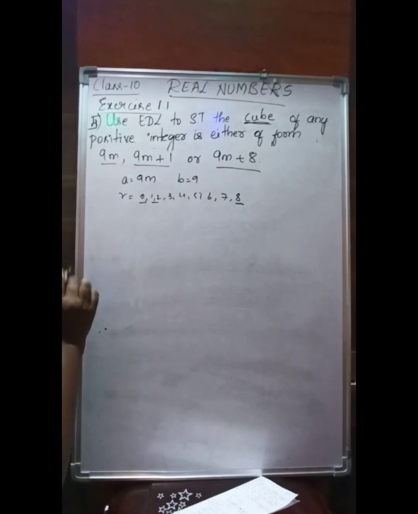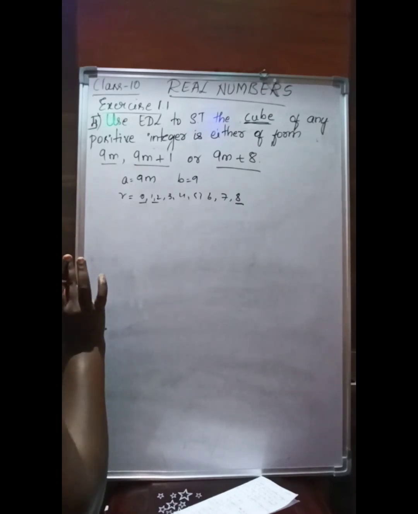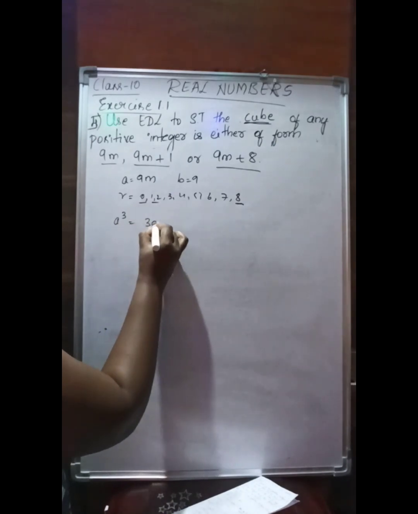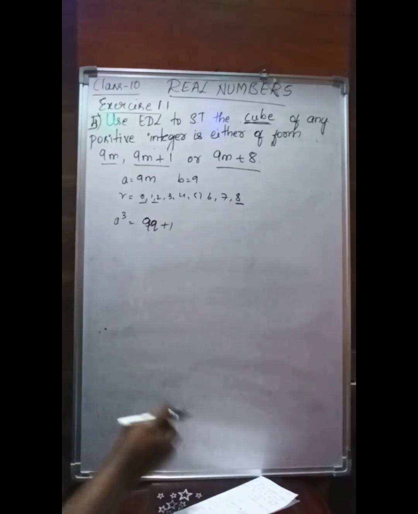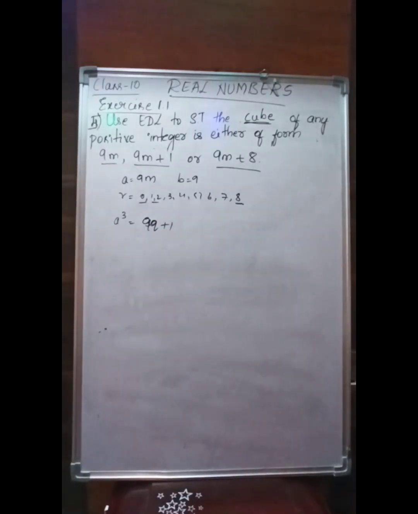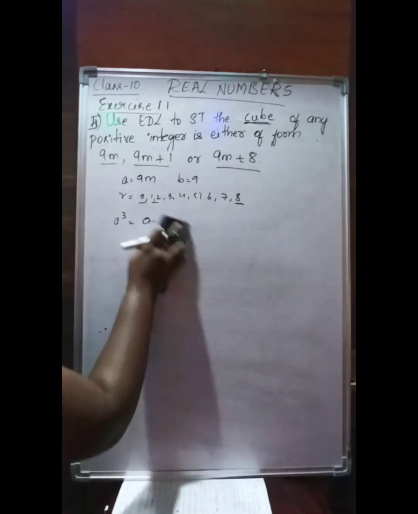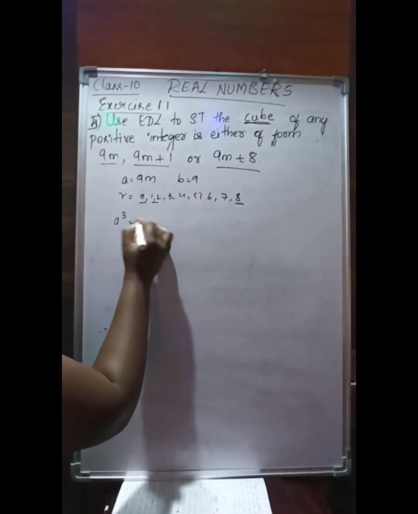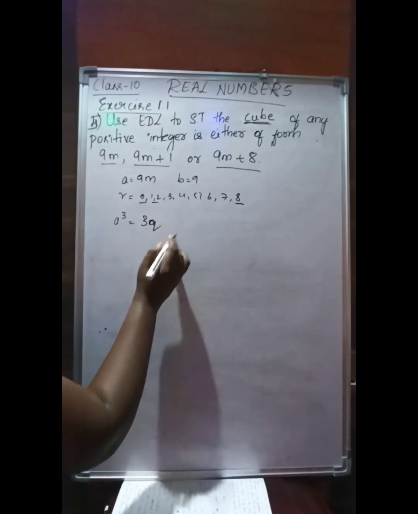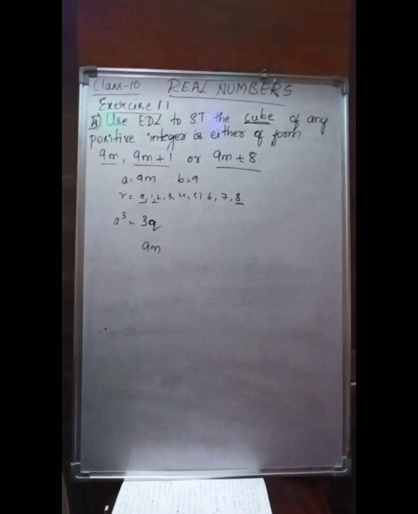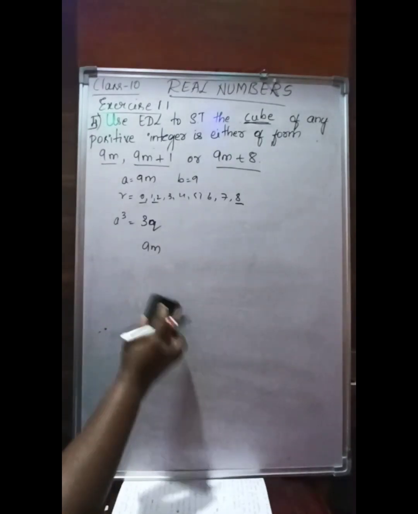So try to solve this one. Here you have to cube, like a cube, and if it is 9q plus 1, you have to expand it. So here you have to consider 3m only or 3q only, then you have to show it in the form of 9m. Clear? Now try to solve this one.